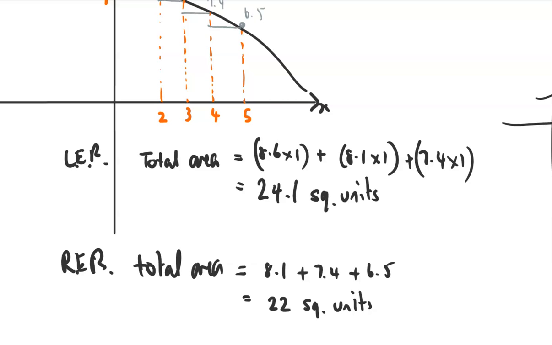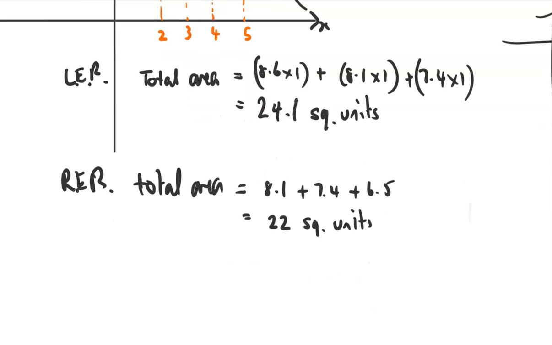Okay? And so what I could assume is my actual area is somewhere between, oh, that's really bad writing, is somewhere between 22 and 24.1. Is that okay? And the only way I can make that range closer is to increase the number of rectangles. And that would take more time.